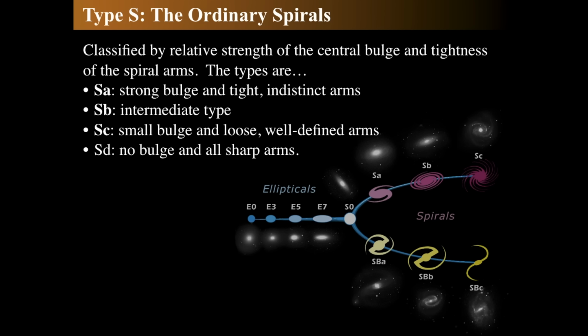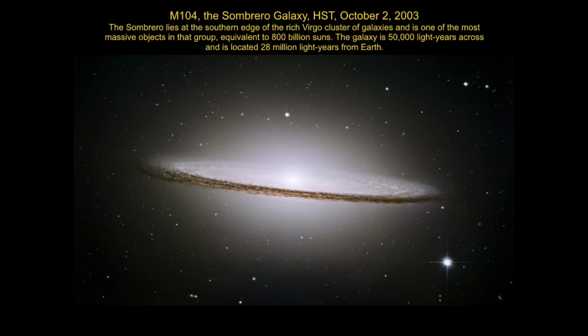An SB is an intermediate type. They don't have as large a bulge, but the arms are much more distinct. SC has a tiny bulge and loose, very well-defined arms. And SD has absolutely no bulge, but lots of big spiral arms. So these tend to be really pretty, so here we go.